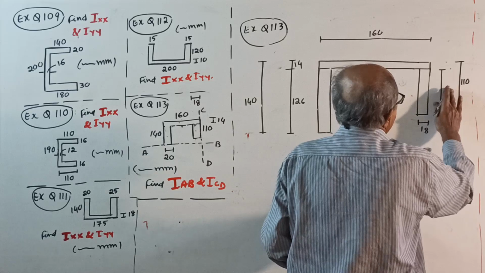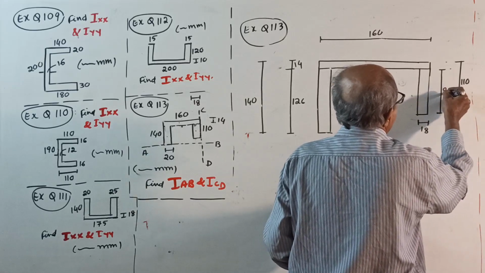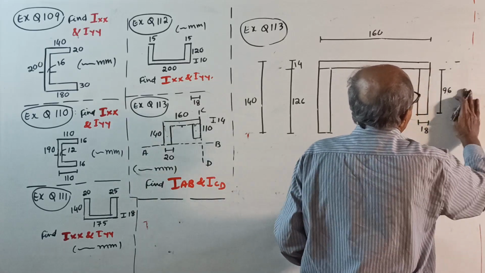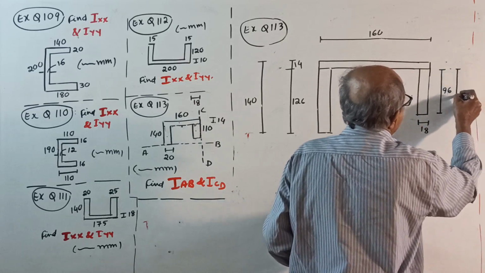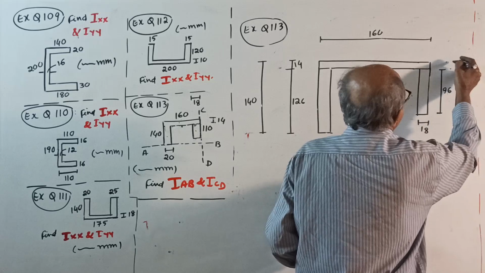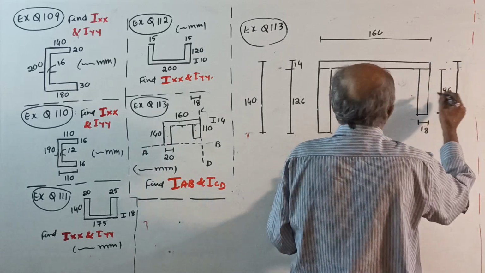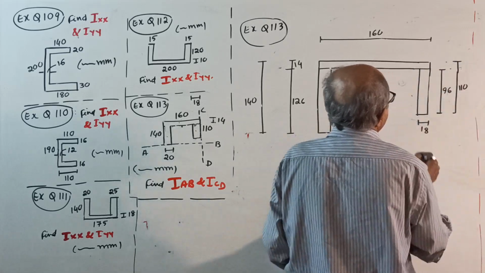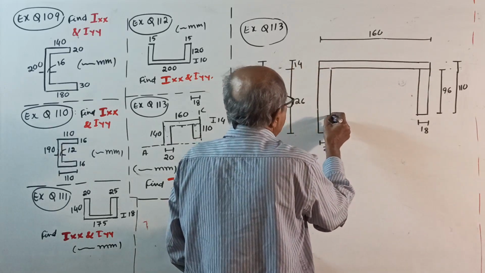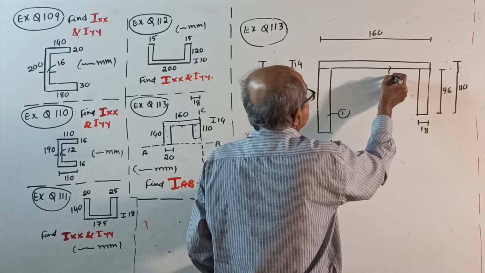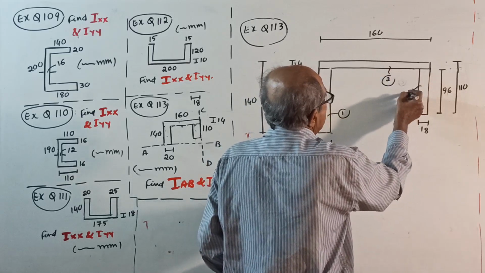Okay. I hope there is no space problem. 96. I should not go beyond that line. Okay, now I think 96. Total is 110. Okay, done. Now I will take this as part 1, this as part 2, this as part 3.